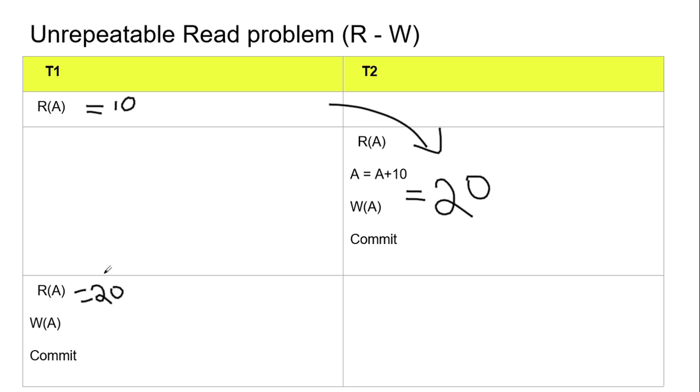But see, when you compare these two periods of time, initially the value of A was 10. After that the value 10 got changed into 20. But T1 doesn't have any update showing how it got the value 20, because in this particular period of time nothing is happening over here. T1 is not getting any update, like how did it get the value 20, because initially it started with 10. It does not have any kind of update. So this is also causing a problem, which makes it the unrepeatable read problem, or read-write problem.